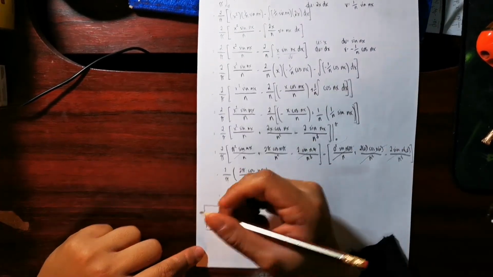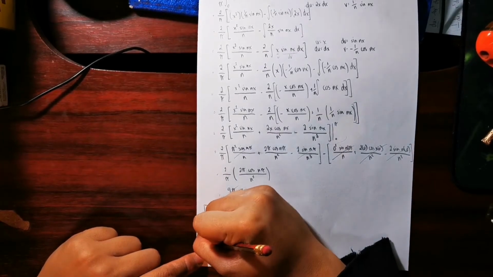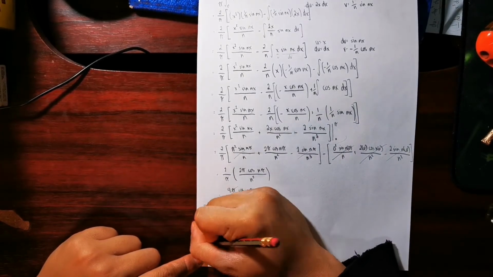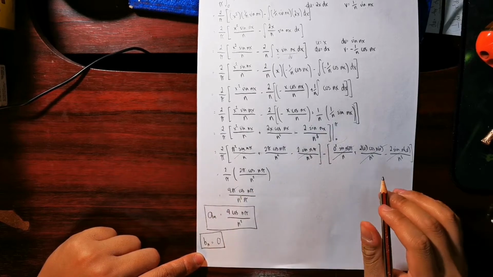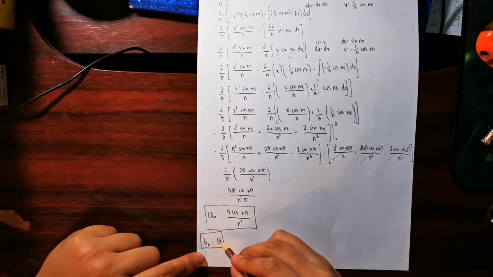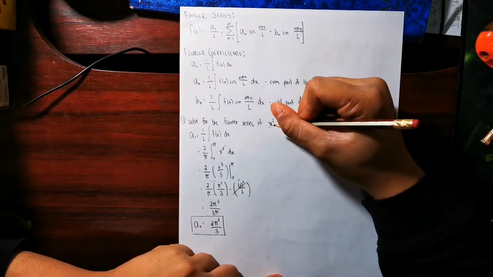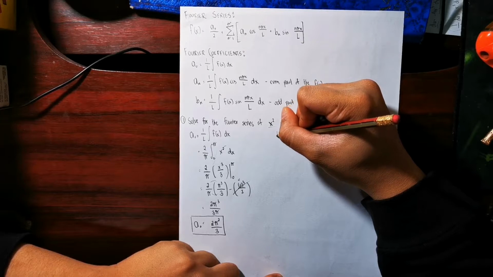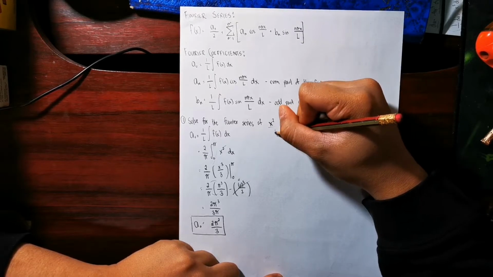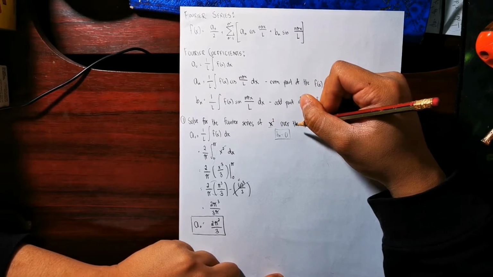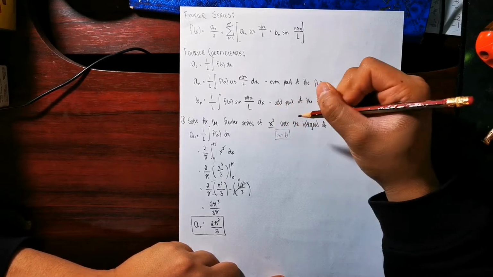There is no need to solve for b sub n since our b sub n will equate to 0. Why is it equated to 0? Because if our f of x is an even function, then b sub n will automatically be equal to 0, since there is no odd function to solve for.